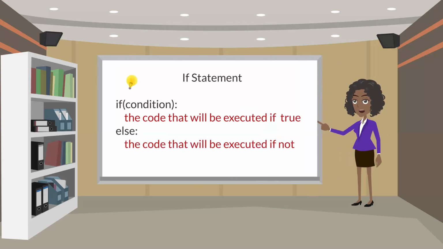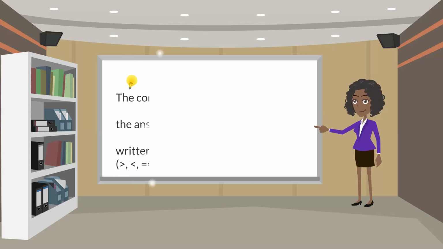The format for an if statement. The first line is if, and inside the parentheses is your condition. The next line is the code that is performed if the condition is true. Next is the word else. And the final line is what is performed if the condition is false.